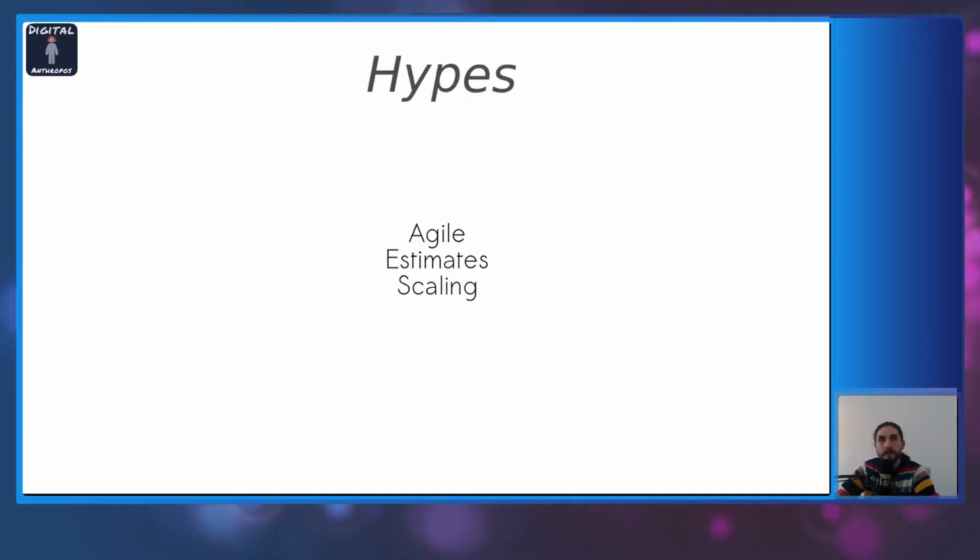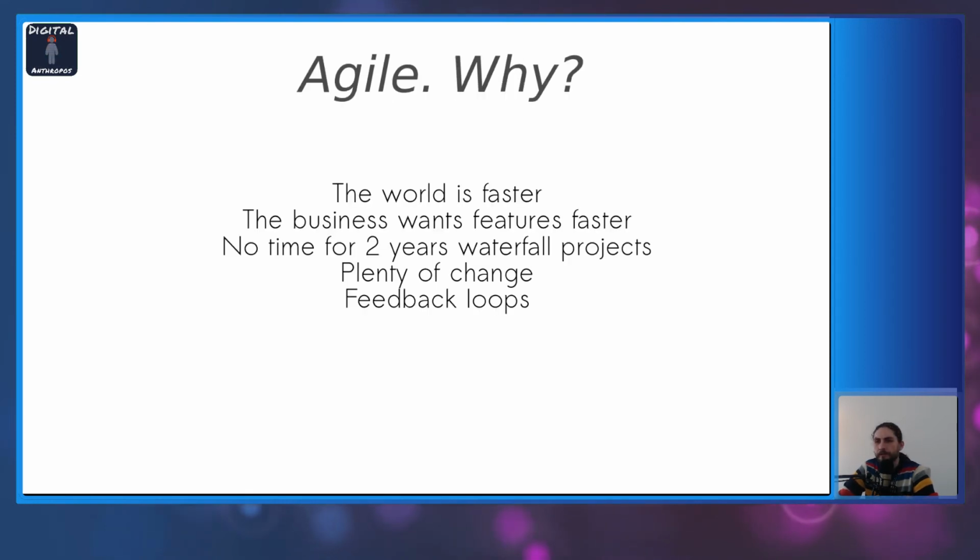We have some hypes in today's world. Let's name just 3 of them that sometimes are a bit annoying to me: Agile, estimates, and scaling. So let's look at these.